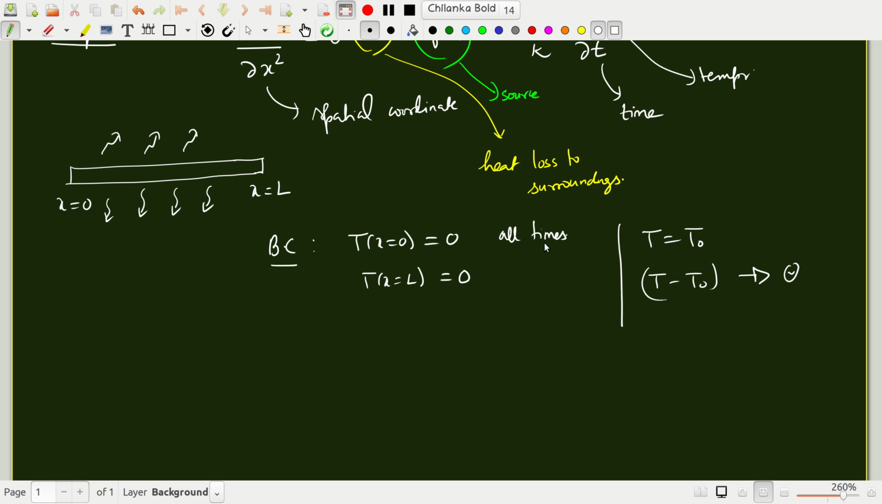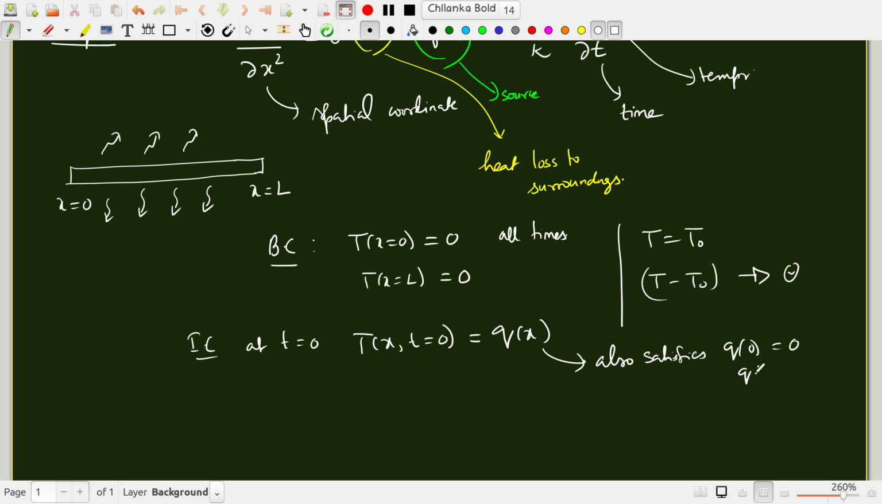Now, at the initial condition, at time t equal to 0, the temperature at all x is given by a function q of x. And this q of x is such that it also satisfies q of 0 equal to 0 and q of L equal to 0.